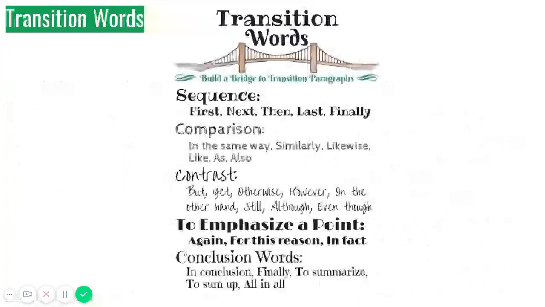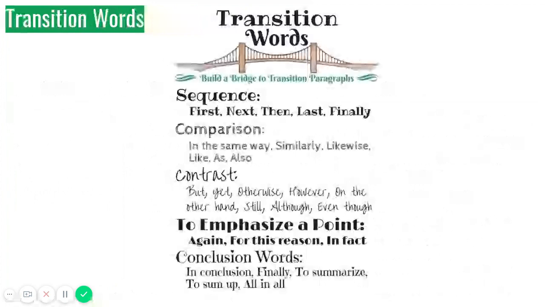Here are some more examples. If you're comparing things, you might say in the same way, similarly, likewise, like, as, also. Remember, comparing means finding things that are the same. If you're contrasting, means you're finding differences: but, yet, otherwise, however, on the other hand, still, although, even though. Those would be if you're contrasting or showing differences.